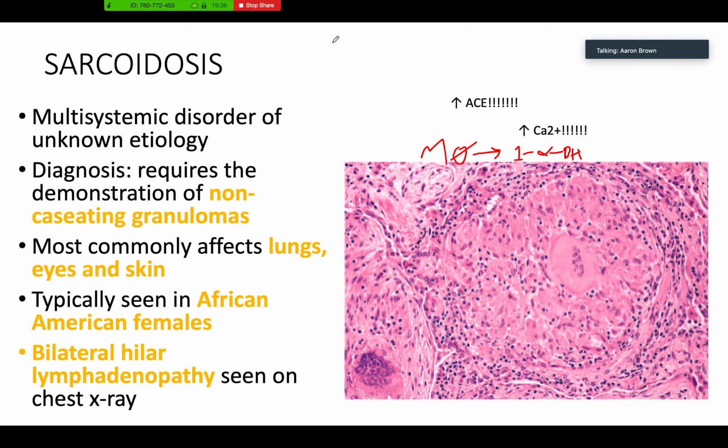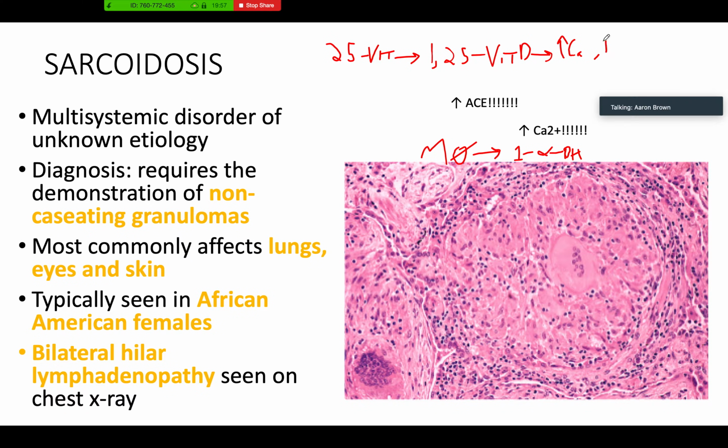Vitamin D. Yeah, very good. So vitamin D starts off as 25 vitamin D. It goes to the kidney, and the kidney has an enzyme called 1-alpha hydroxylase, which converts it to 1,25 vitamin D. And 1,25 vitamin D is going to go on to increase your calcium level, and it's going to increase your phosphate levels. Okay, great. So this enzyme, 1-alpha hydroxylase, essentially is going to be the enzyme that converts your inactive vitamin D to your active vitamin D. That's what this enzyme is for.